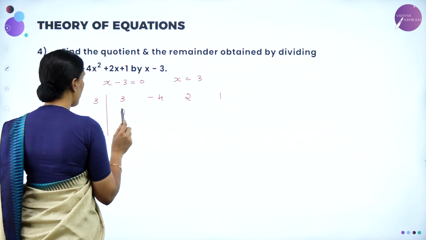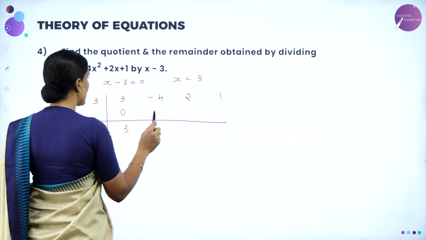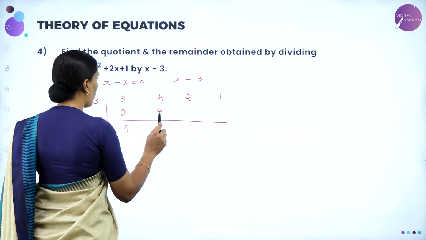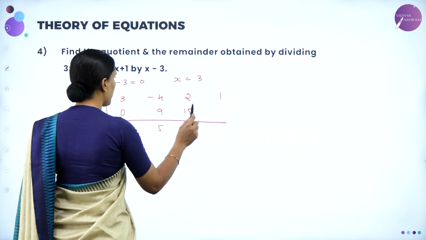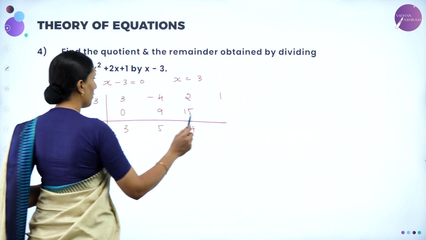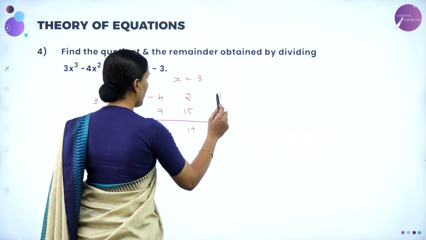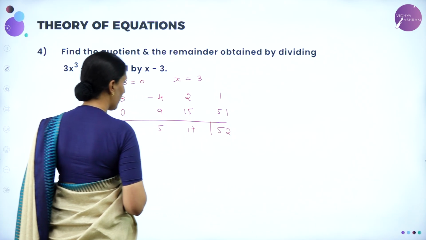The first number should be taken as 0. Now 3 3s are 9. Minus 4 plus 9 is 5. 5 3s are 15. 15 plus 2 is 17. So 17 3s are 51. So 51 plus 1 is 52. So the last one will become the remainder.